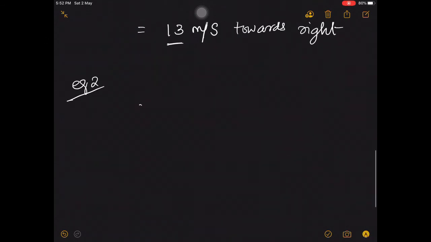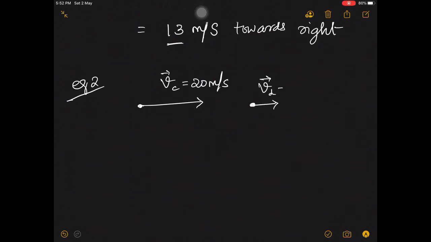Example 2. Suppose this is the velocity of particle C, which is moving with a speed of, say, 20 meters per second, and I have another particle, say D. So the velocity VD, I am saying, is 5 meters per second. Now I am asking you to calculate the relative velocity of C with respect to D.